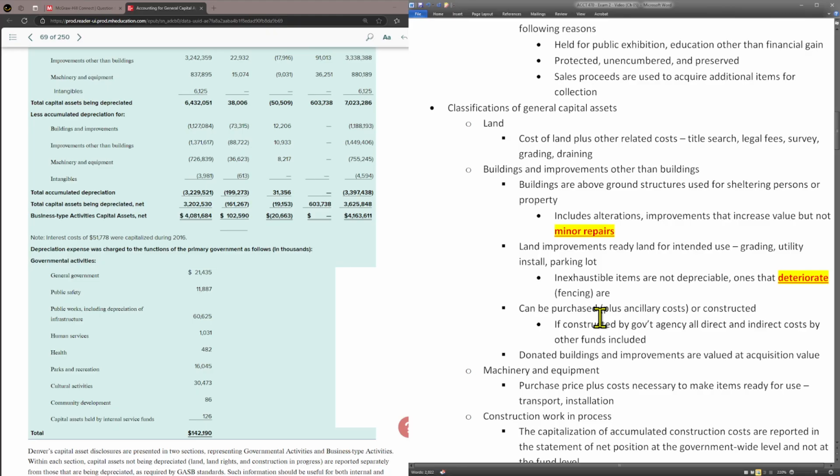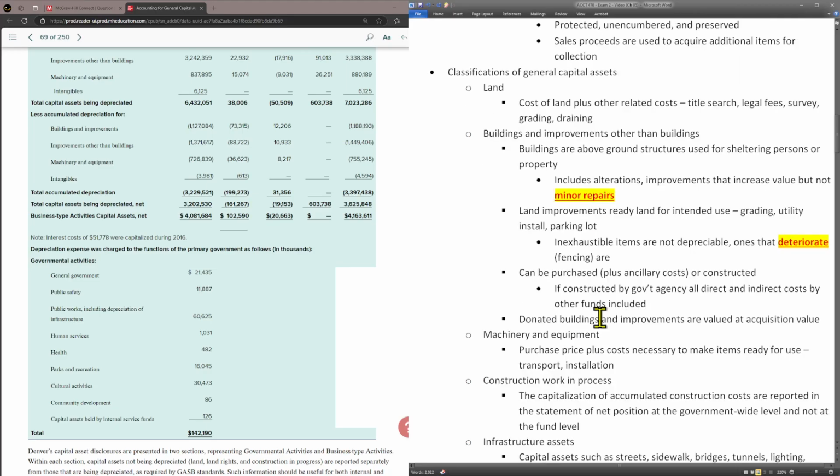Now remember, you can capitalize certain expenditures if you improve a building or a piece of equipment or anything like that, but that does not count as minor repairs. And that's one of those big things that we learn about in both principles and intermediate: what things do you capitalize versus what things are expensed as minor repairs. So in other words, you put a new engine in the car, that gets capitalized. You get a tune-up or an oil change, that's a minor service or repair.